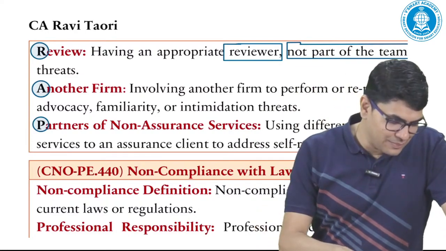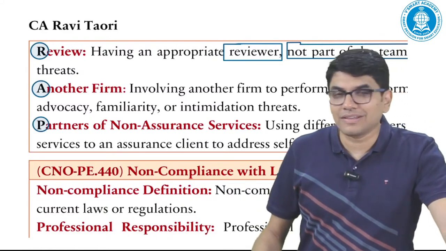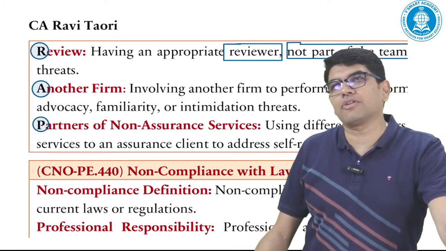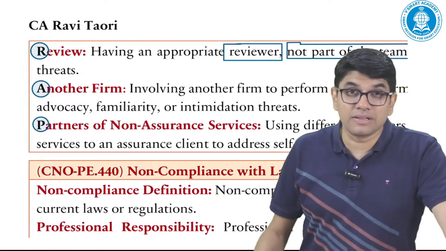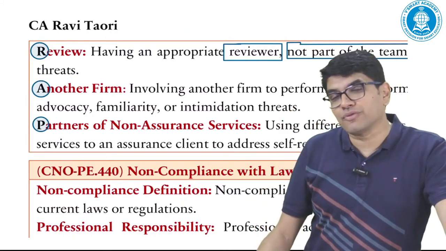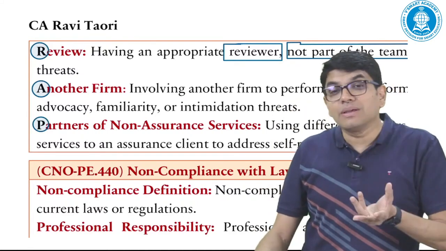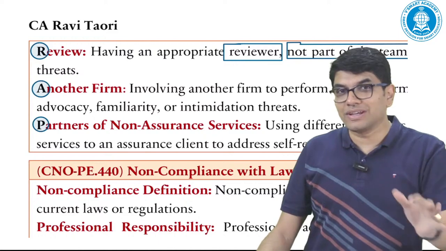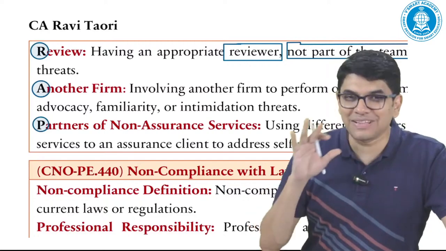Okay. Then next is another firm. Yeah, that's really interesting. If you feel that a lot of our members are directly or indirectly connected to people in the client company where we are doing the audit, do one thing. Appoint another firm for sensitive areas, important areas. Instead of deploying our own team, you can outsource the work to another firm. So if another firm is doing it, automatically that familiarity threat will get compensated.